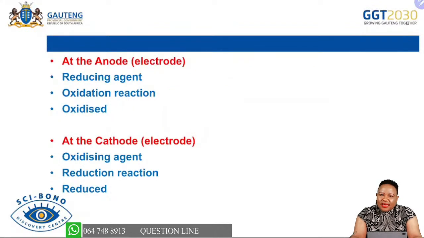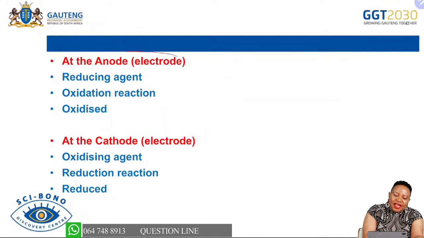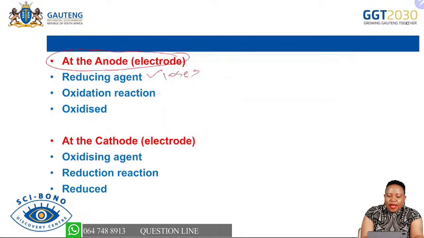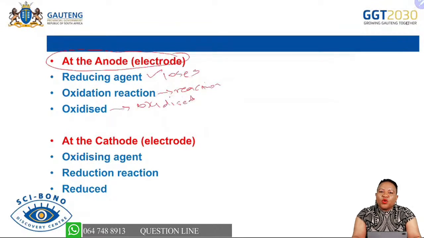So just to summarize, we know that at the anode, that's where we are going to find our reducing agent, which is the agent that loses electrons, and where we are going to find the oxidation reaction, and at the end of the day that agent will be oxidized. So whenever you need to identify your reducing agent, you must identify it where oxidation occurred, because that's where you are going to find a substance that will lose electrons.